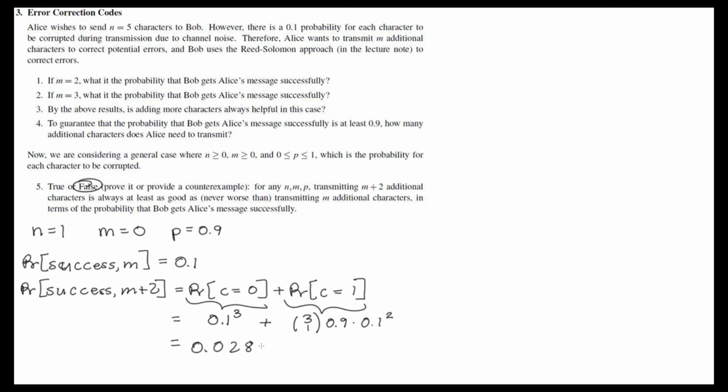And if we add these together, we end up with 0.028, which is less than 0.1, which was the probability of success using m. So, in this case, we found that actually transmitting 2 characters of redundancy was worse than not transmitting any additional characters in this particular example. So it's not always true that adding extra characters is better.